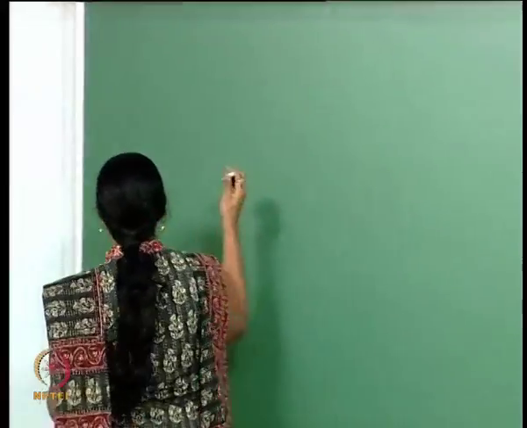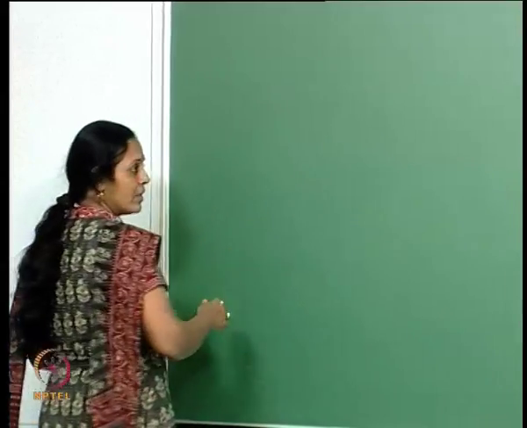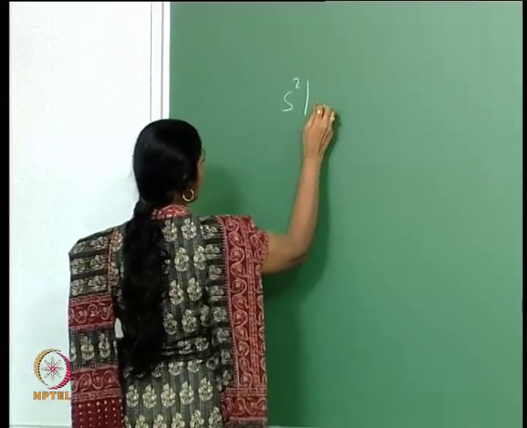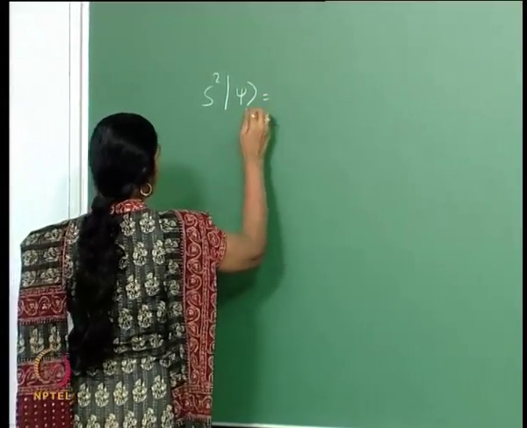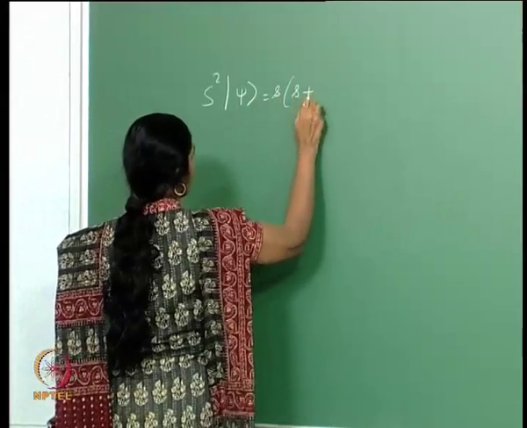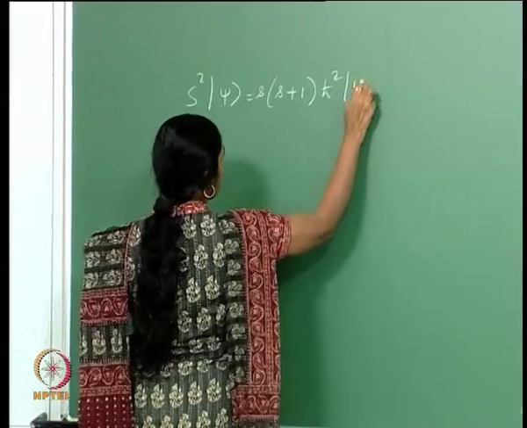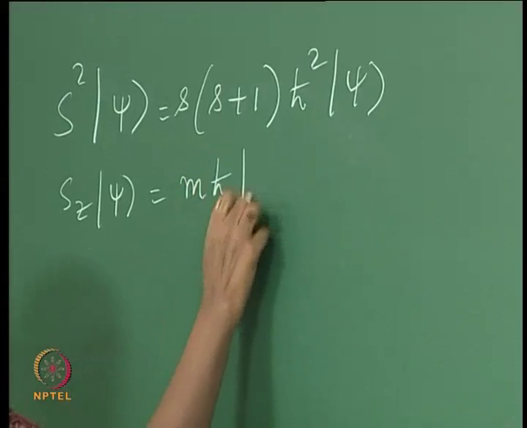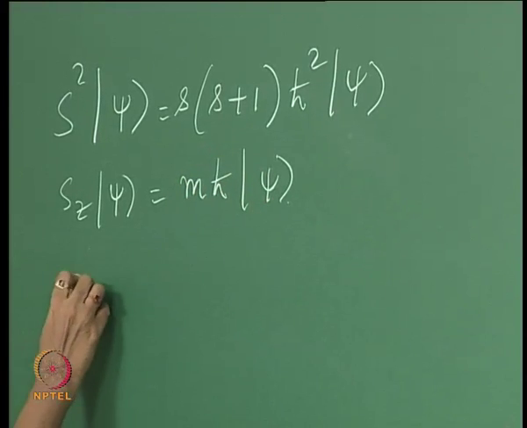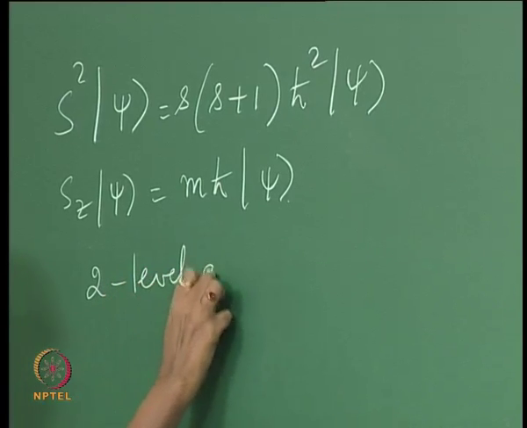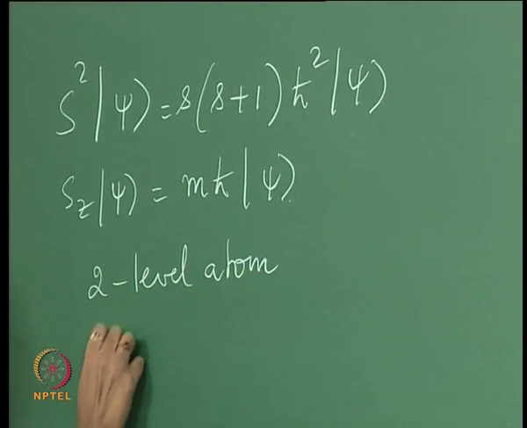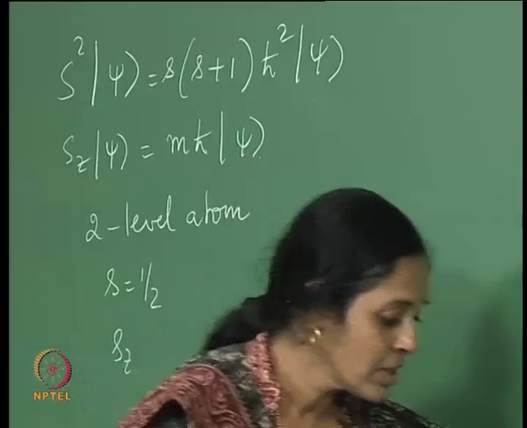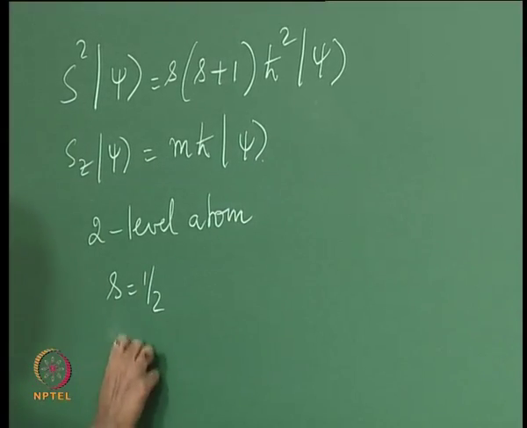Here, for instance, in the familiar example of the two and three level atom, equivalently the spin doublet, this was certainly true that S squared acting on psi was S(S+1) ħ² psi, and Sz on psi was M ħ psi. In the case of the two level atom, S was half and M could take values minus half or plus half.